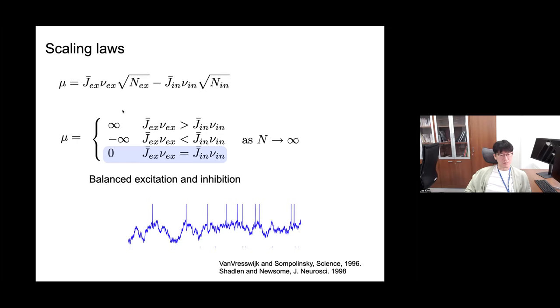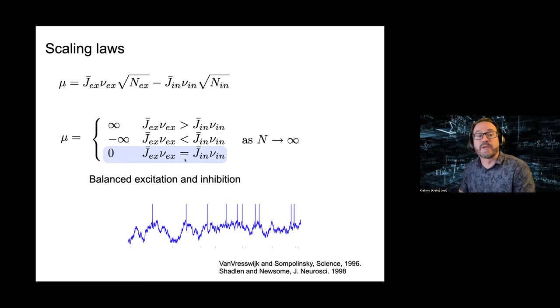So the only case where anything interesting happens is where the excitation and inhibition are exactly balanced, where the JEX, NEX, and J, which is the average effective excitation, and the average effective inhibition are balanced. Where they're actually zero, where mu is zero. That's the only solution in the network that actually gives you anything interesting.